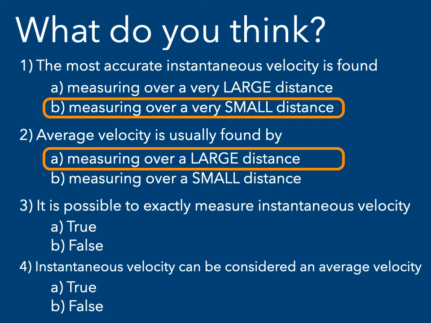Is it possible to exactly measure instantaneous velocity? True or false? And the answer is, it's false. You can never ever measure something exactly in science. There is always a little uncertainty in your measurements. You can certainly minimize the uncertainty, but it's always there.